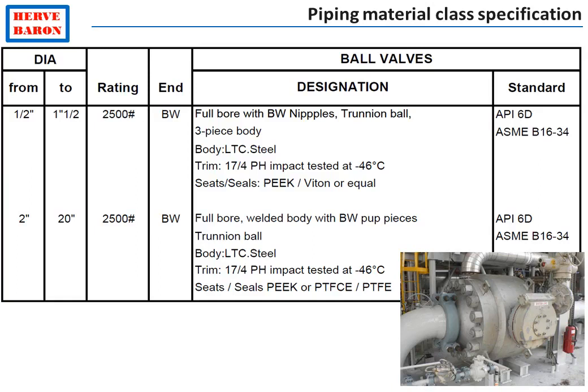The specification of the valves in the piping material class specification indicates the type of construction of the valve, which impacts the easiness of its maintenance, the materials of the body, of the trim, that is the moving part of the valve, as well as the seats and the seals, which determine the tightness of the valve.